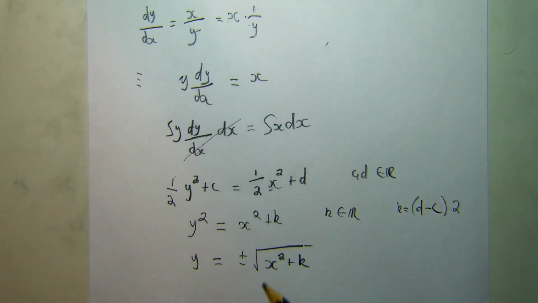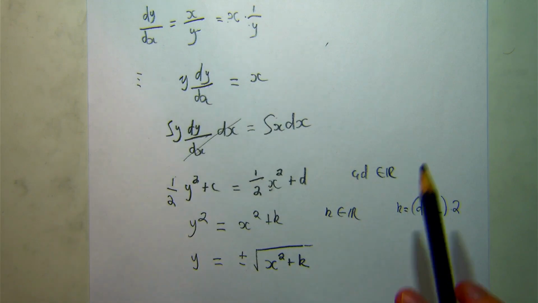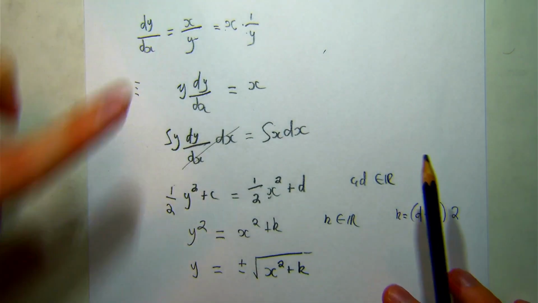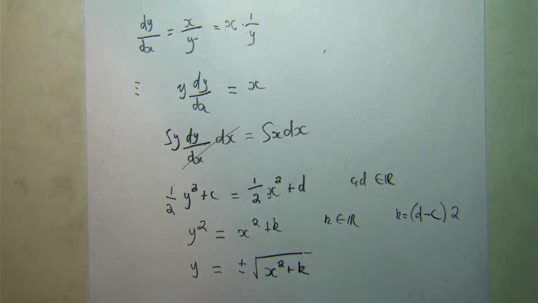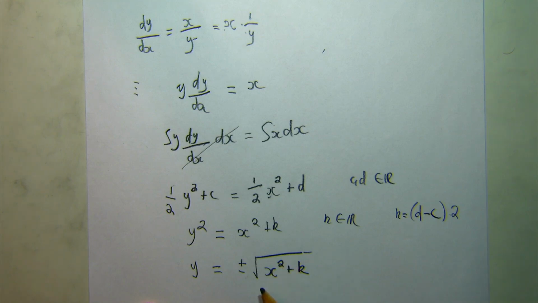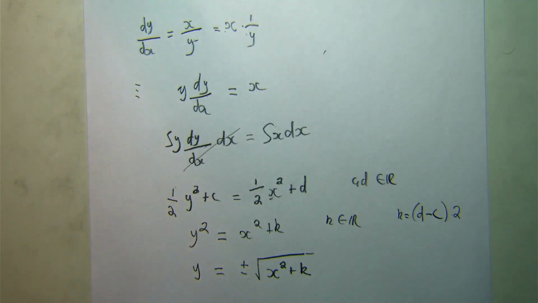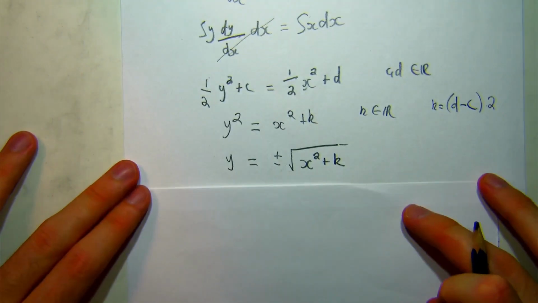And there we have it. Any function of this form will satisfy the original ODE dy on dx is equal to x on y. And we can verify this because if we were to take y equal to the square root of x squared plus k, and then differentiate that. So let's just quickly do that to finish this video.